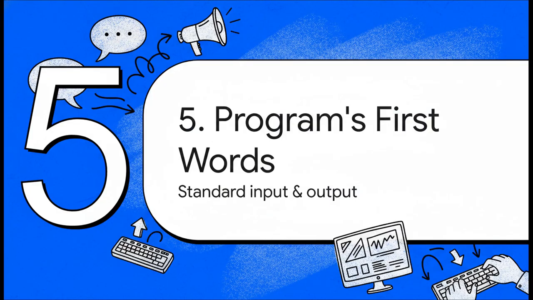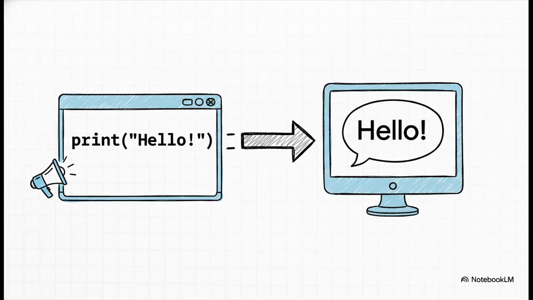So far, our program has just been working away silently in the background, which is cool, but not super useful, right? For a program to be truly helpful, it needs a way to communicate with us. It needs to be able to show us information and get information from us. So the main way a program talks to you is with the print function. A function is just a prepackaged command that does a specific job. For print, its job is simple. Whatever you put inside those parentheses, it'll display on the screen. It's the most basic way to see what your code is actually doing.